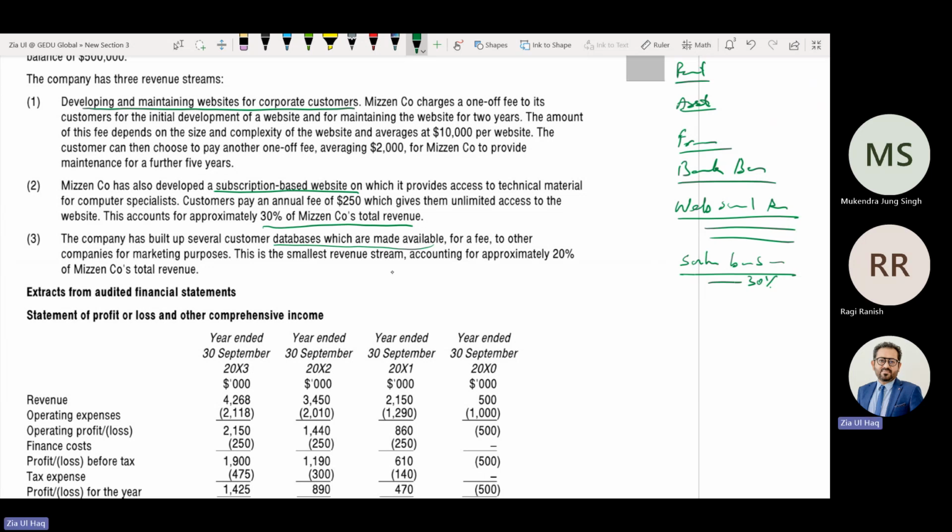This is the smallest revenue stream, accounting for approximately 20% of the Mizzen total revenue. So customer database. We need to get detail because this is again a significant source of revenue for the business. Whether this database is registered and maintained by the company or maintained by any of the persons. Whether we will be having this database and we will also be generating this 20% revenue of the business after acquisition. What could be the additional information in document? Additional information for this will be database registration document.